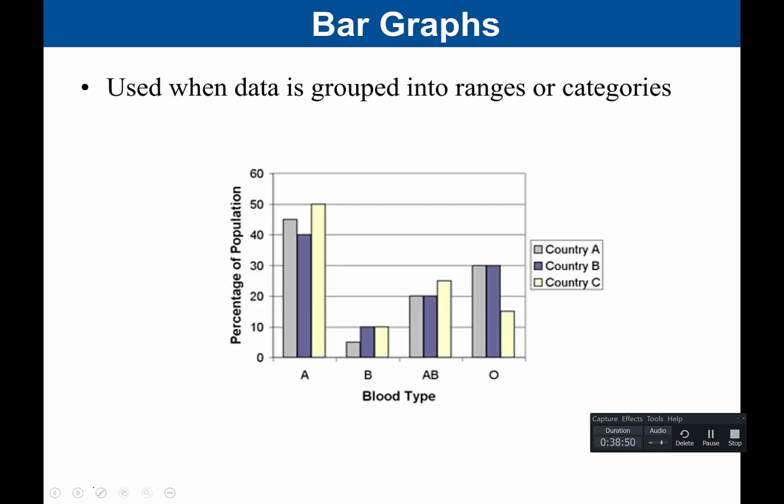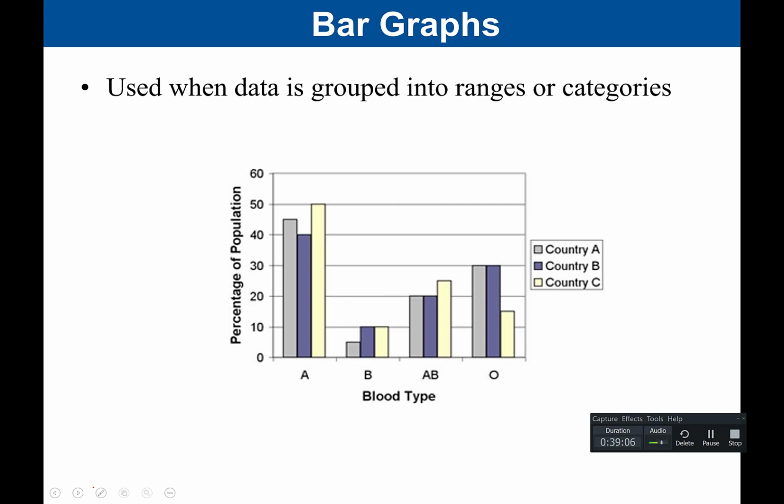So this is another example just showing you a bar graph. What you can see is on the x-axis we have blood types, and there are 4 blood types, A, B, AB, and O, and we have percentage of the population.